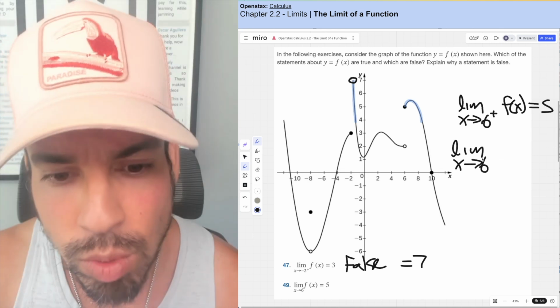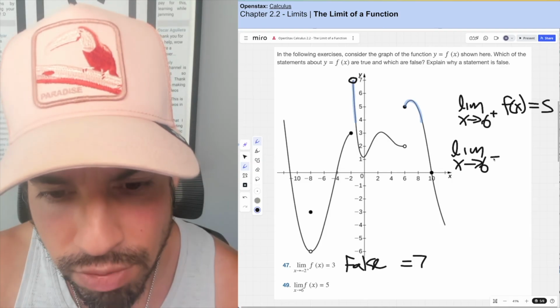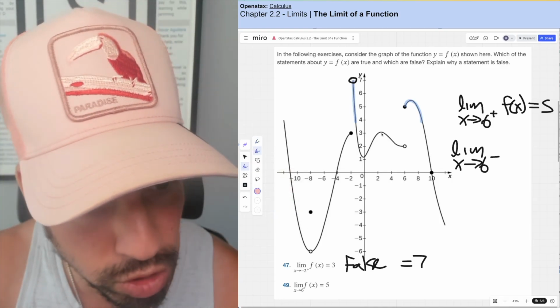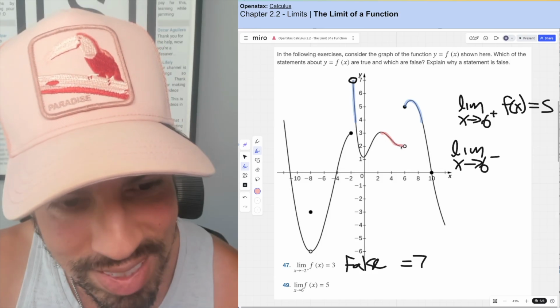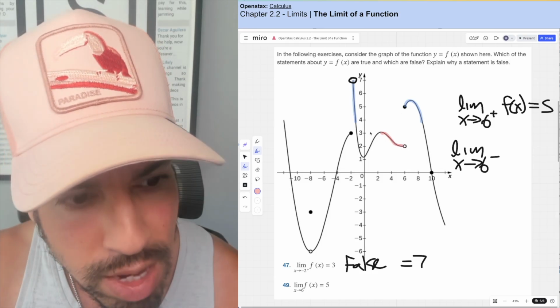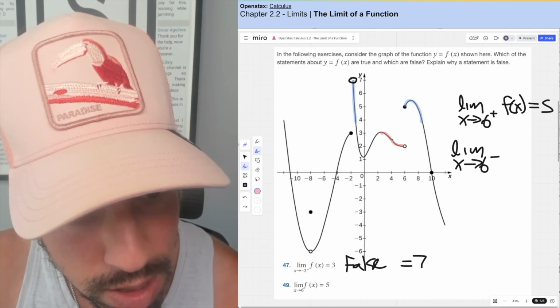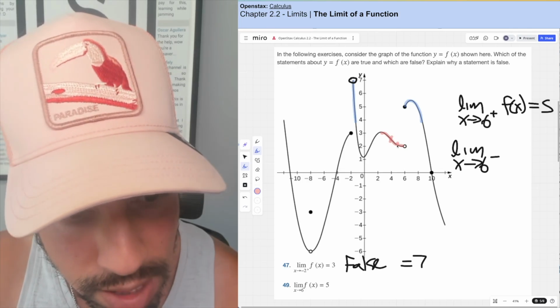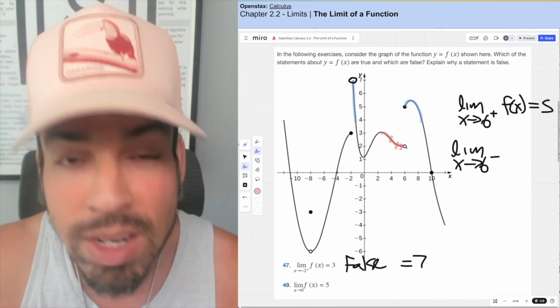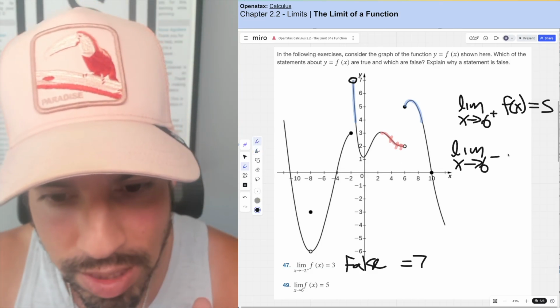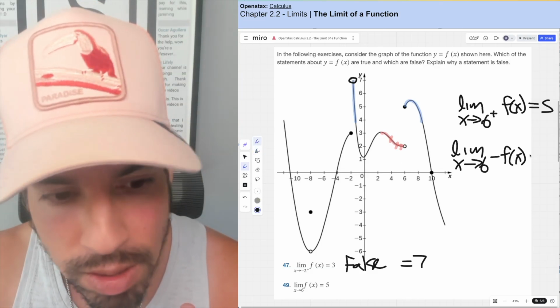Okay, so we'd say, what is the limit as x approaches 6 from the left? So we're going to use a different color here. I'm going to use this pink color. So where is it approaching? It's not approaching 5. It's approaching 2, right? It's getting closer and closer to 2. Here it's maybe 2.5, 2.2, 2.1, whatever. So it's approaching 2. So that means the limit as x approaches 6 from the left of f of x is equal to 2.